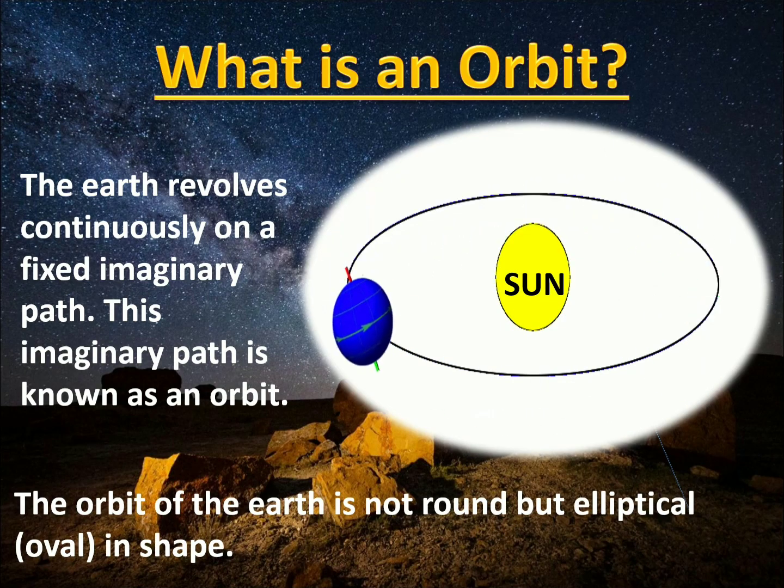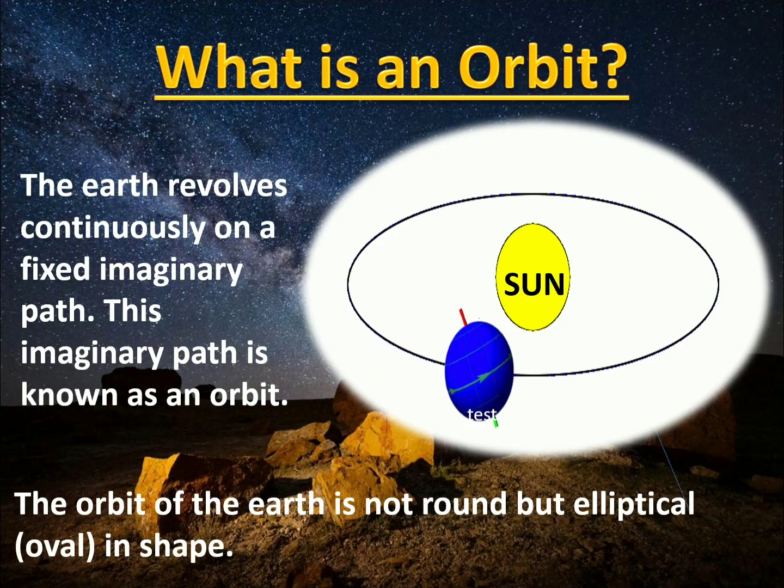Now, how is this orbit? Is it round? Is it square? Is it a triangle? It is none of these. It is elliptical. Elliptical means it is oval in shape.